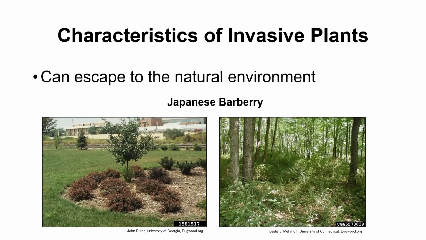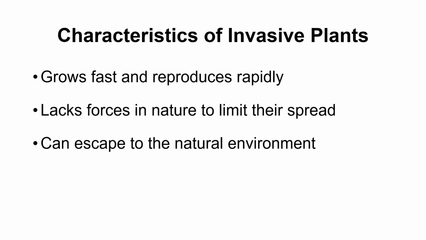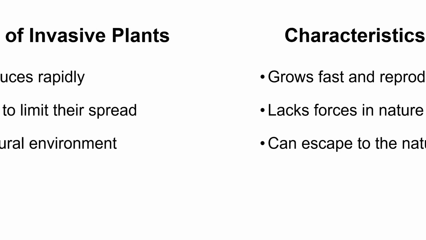Invasive plants can escape into the natural environment. These photos show a beautifully manicured garden of Japanese barberry on the left. And then you can see how the berries, when dropped in the forest, just totally destroy the understory. A healthy forest would have many, many levels of growth. And here, maybe the birds will eat some of the berries on the Japanese barberry, but the wildlife are not even able to get through that forest. So the entire ecosystem is disturbed. So the characteristics are they grow fast, reproduce rapidly, lack forces in nature to limit their spread, and can escape to the natural environment. Thanks so much, Linda.